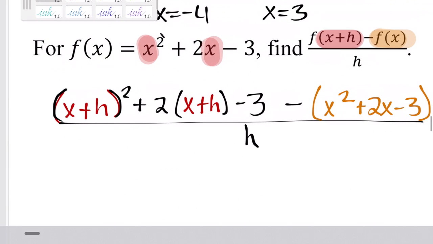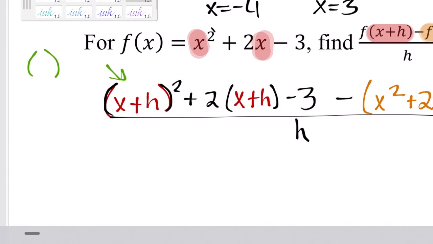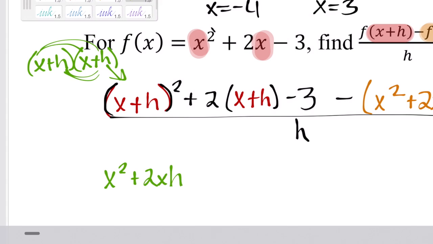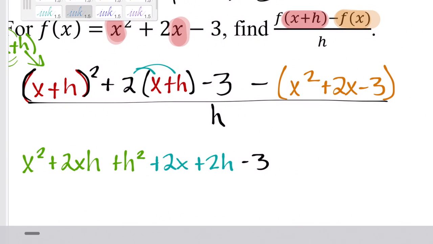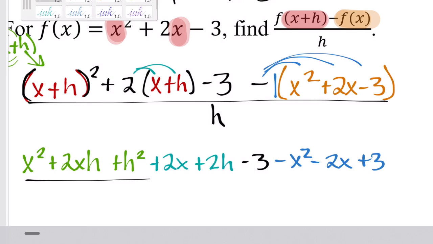So the first thing I'm going to do is flesh out this x plus h quantity squared. Remember that's like x plus h times itself. When I do the distribution for this, I end up with x squared plus 2xh plus h squared. So I would have had xh plus xh giving us 2xh. I can distribute in my 2, and I'm going to want to distribute that negative sign.